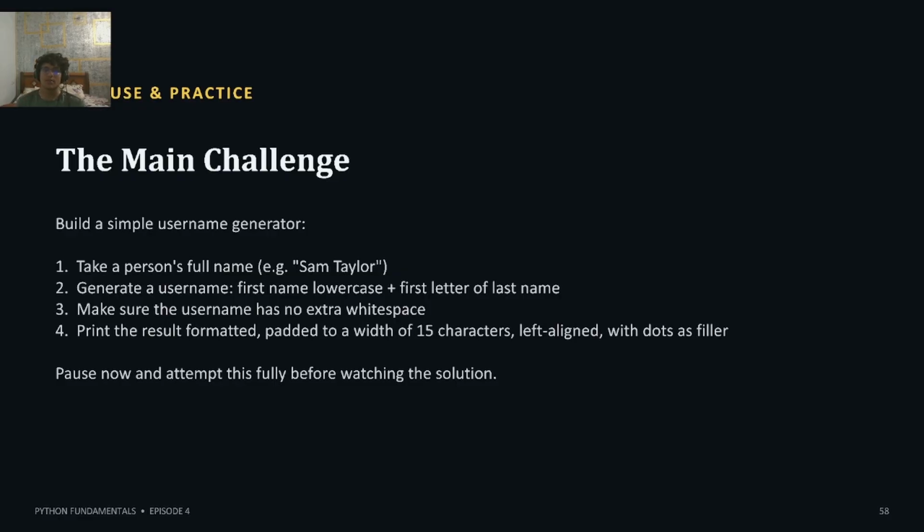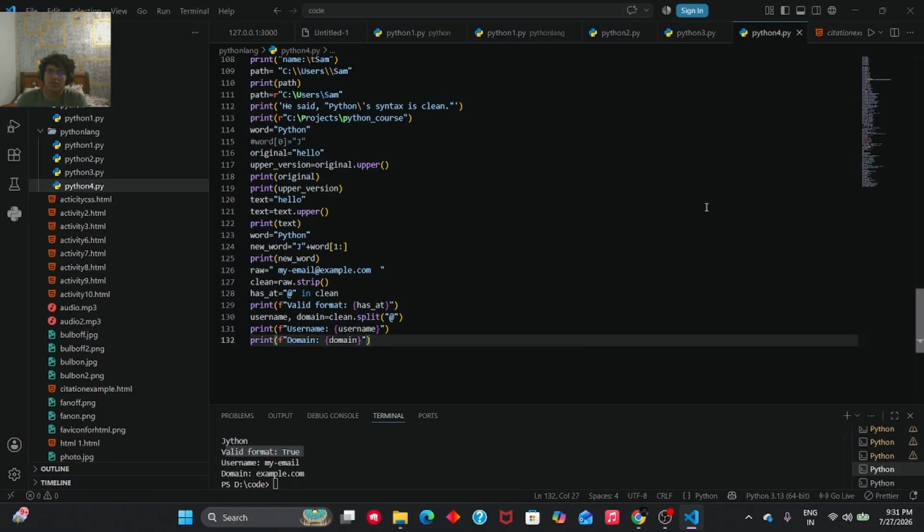What's the question? Build a simple username generator. Take a person's full name. Same data. Generate a username, first name, lowercase. Make sure the username has no extra white space. Print the result formatted, padded to a width of 15 characters, left aligned with dots as fillers. Pause now and try this. Now let's combine every single section from today into one final challenge. Build a simple username generator. This will combine every single concept we learned today. Let's try this out.